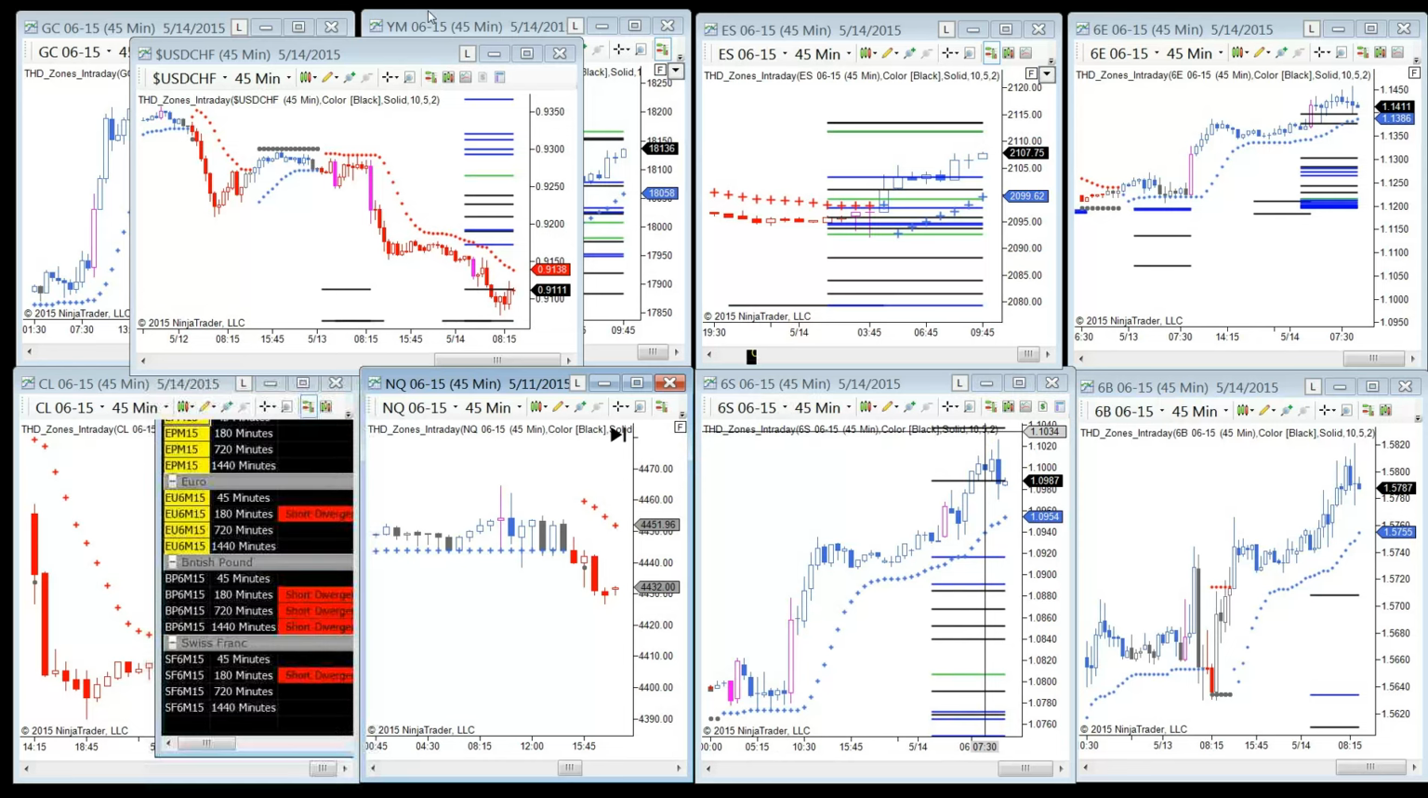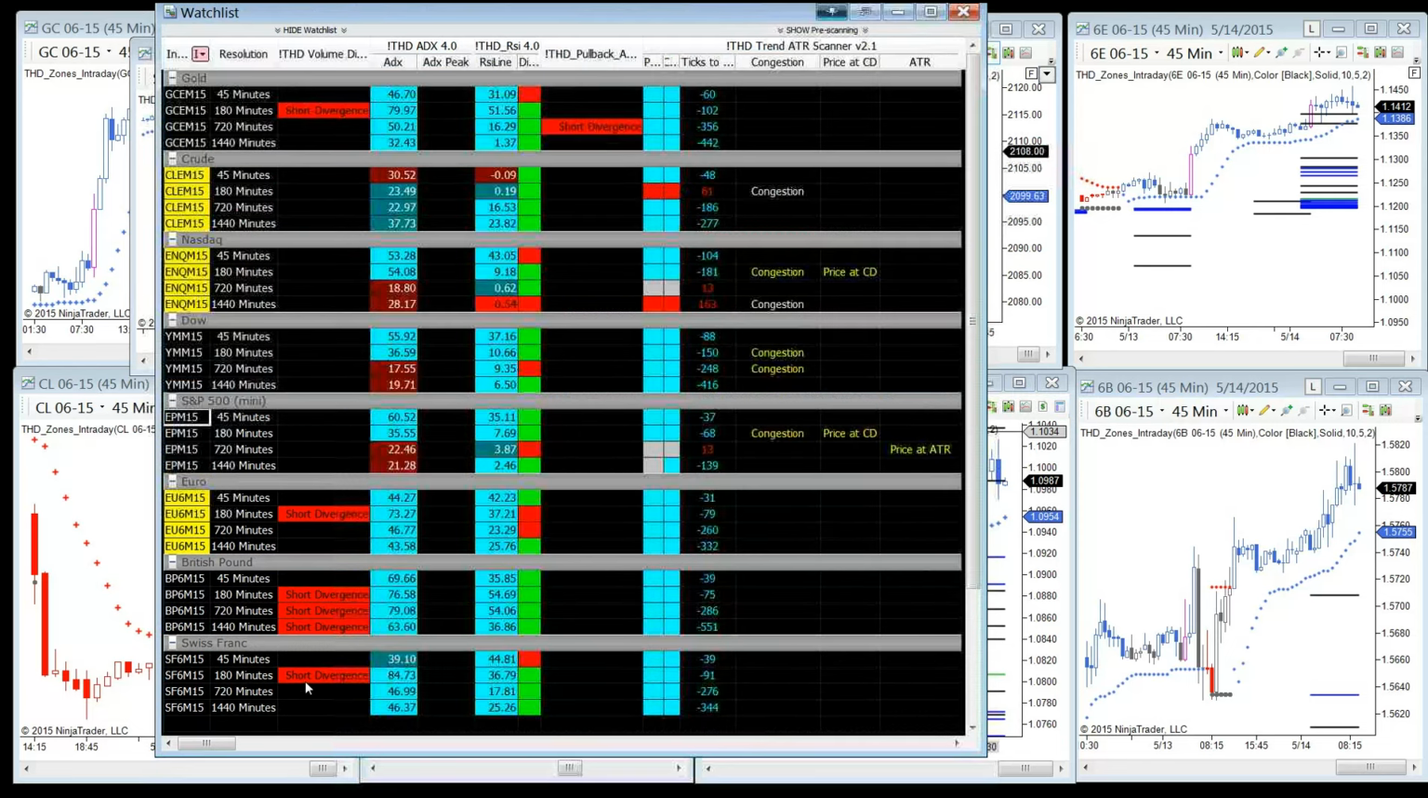Then if I pull down the scanner, it's saying this ADX is at 84. Really considered overbought. It needs to pull back on a 180-minute chart. It may pull back 91 ticks. It's pretty good.